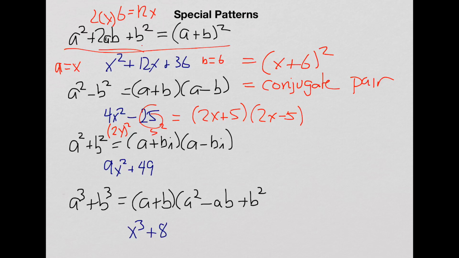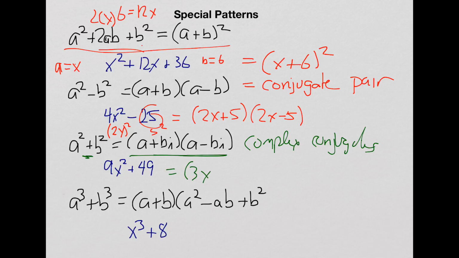Now what happens if it's a plus? If this is plus, we're going to get complex conjugates. So in this case, 9x squared is a perfect square, so that's 3x and 3x. 49 is a perfect square, so it would be plus 7i, minus 7i.